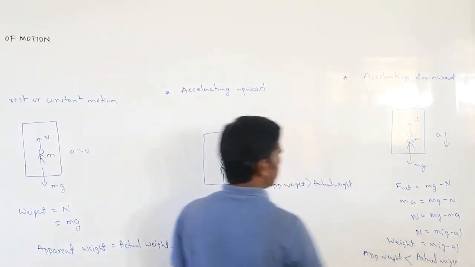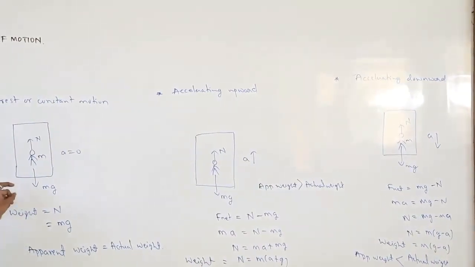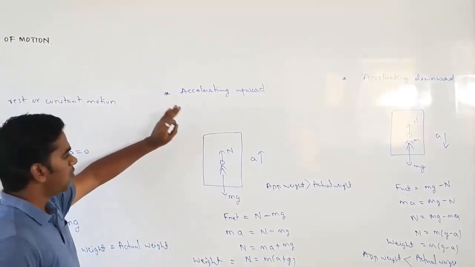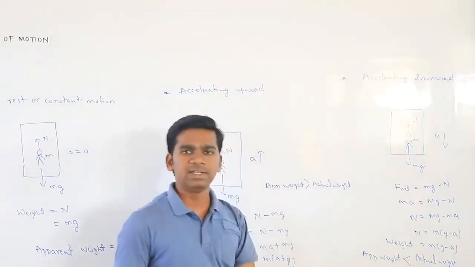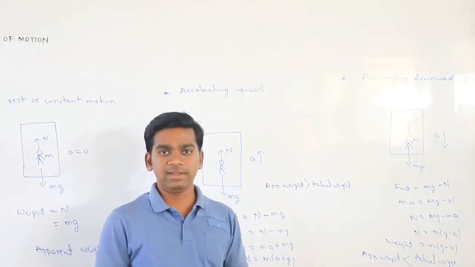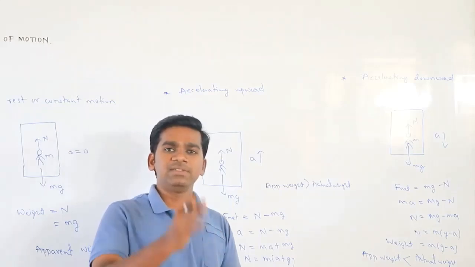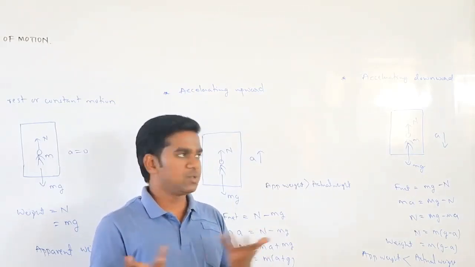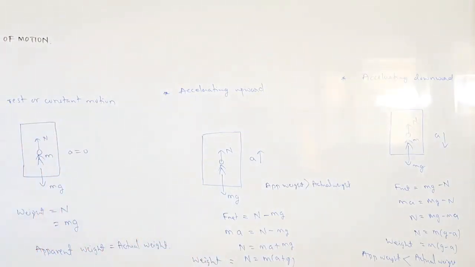So here what will happen in the first case? Weight is the same as the actual weight. When you are accelerating upward, weight increases. When you are accelerating downward, weight decreases. That is why when lift started moving downward, you will feel very light. So the apparent weight is decreasing. When lift is accelerating upward, you will feel that your weight is increasing. So it is changing with the acceleration.